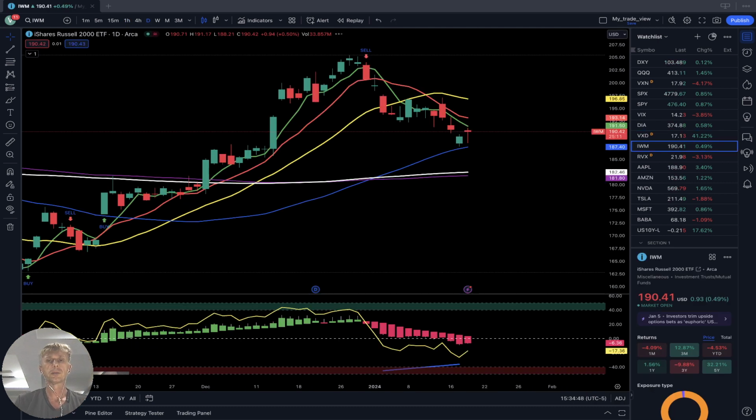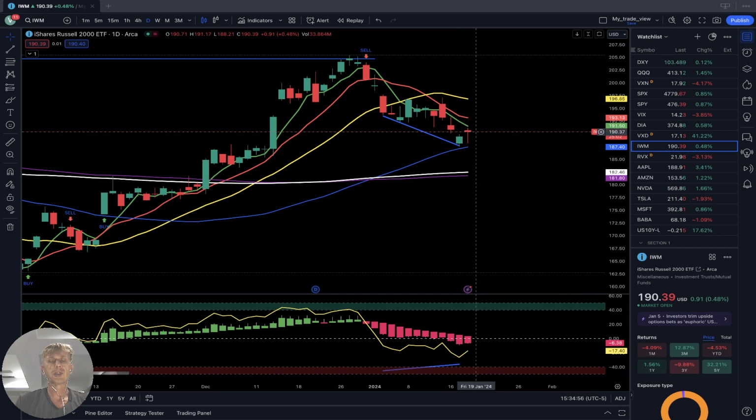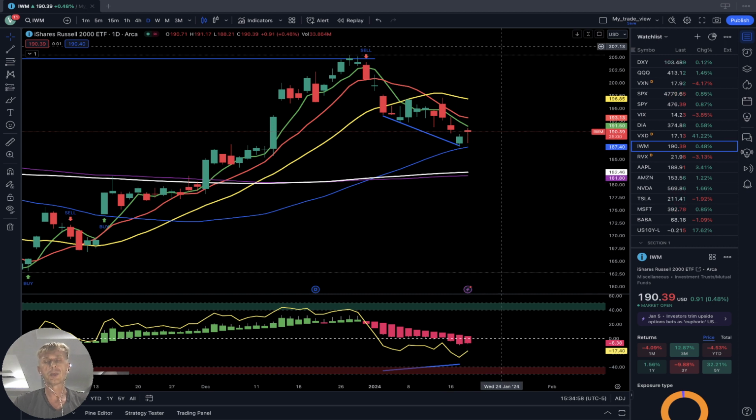IWM, Russell 2000 daily, bearish trend, yeah, still bearish trend. It did touch SMA 50, maybe it will bounce from SMA 50. Still bearish trend.